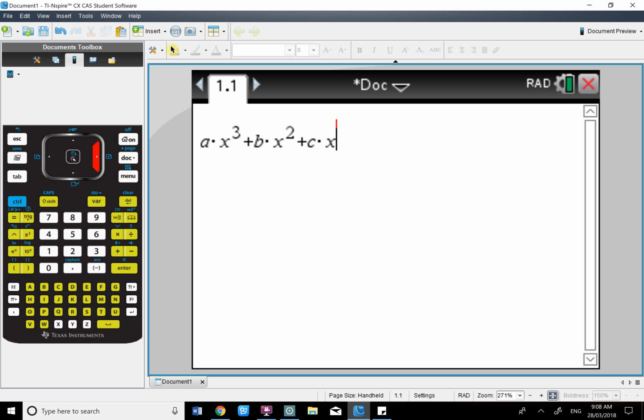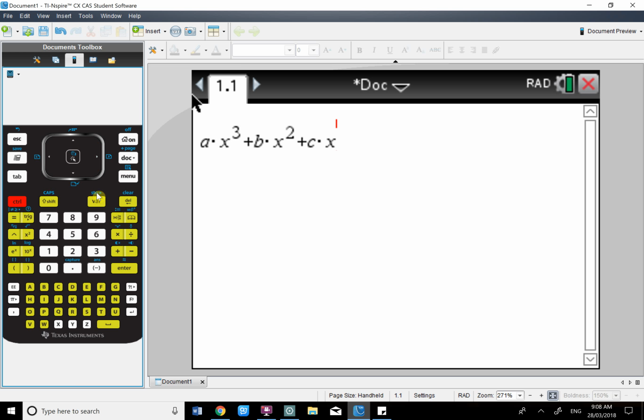For example, 2y, you can write 2y without the times. 2x is okay, 2z is okay. But for 2a, you must put 2 times a. Only x, y, z can be combined directly with numbers, but all the other letters can't, so you must put the times. So you must put A times that, B times that, C times that. And then we define this function. The name of this function is f(x). So Control VAR: Control is this blue button here, and VAR is the button above 9. You have the arrow out.